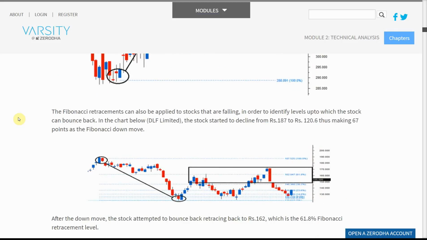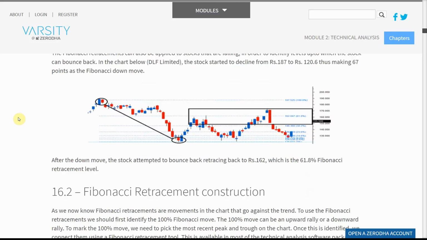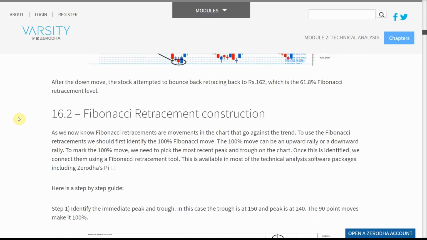In the chart below, DLF Limited, the stock started to decline from 187 rupees to Rs. 120.6, thus making 67 points the Fibonacci down move. After the down move, the stock attempted to bounce back, retracing back to 162 rupees, which is the 61.8% Fibonacci retracement level.